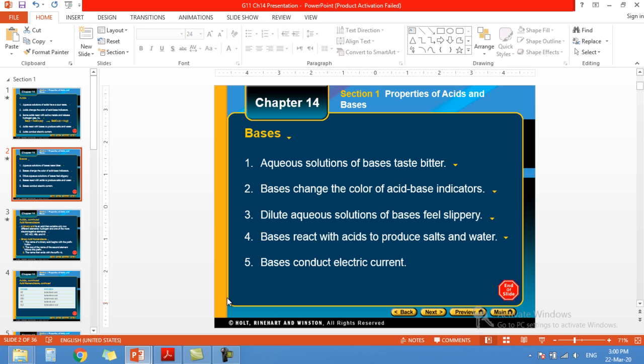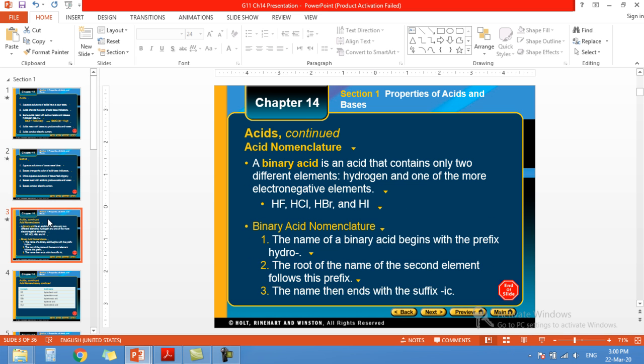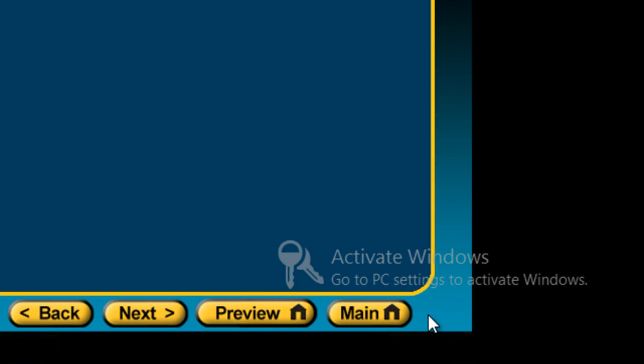And now the third point, which is about acid nomenclature, or how to give names to an acid. The acids have 2 types. A binary acid, which is an acid that contains only 2 different elements, hydrogen and one other element which is electronegative.